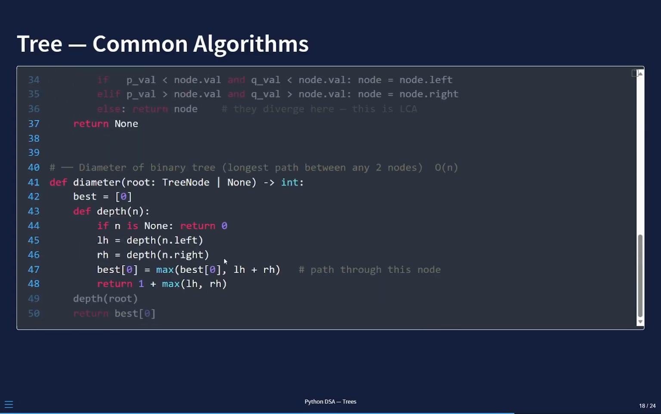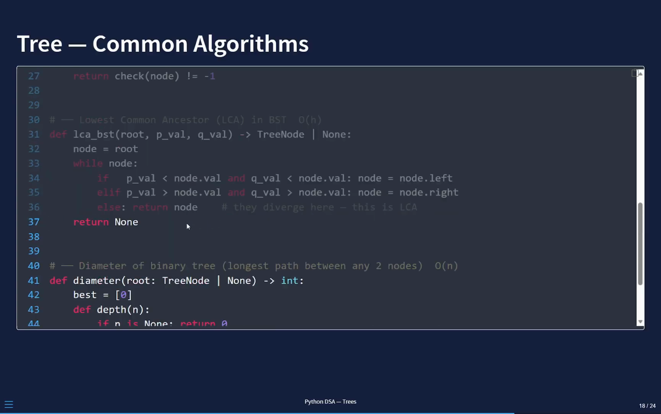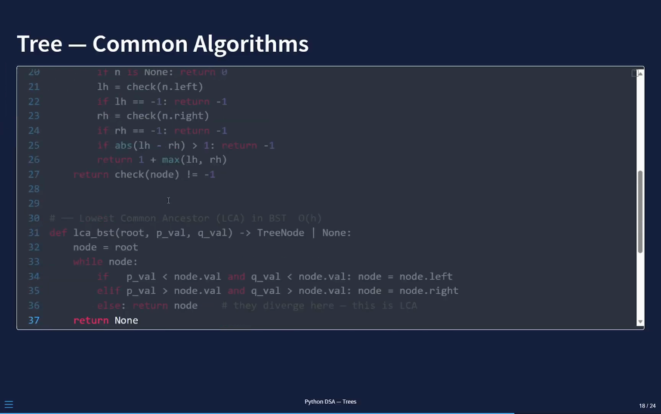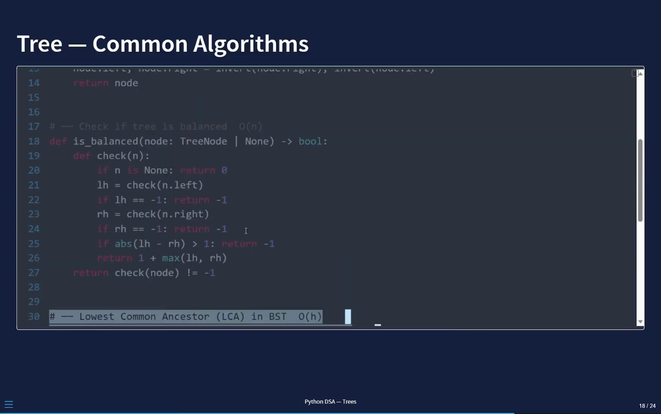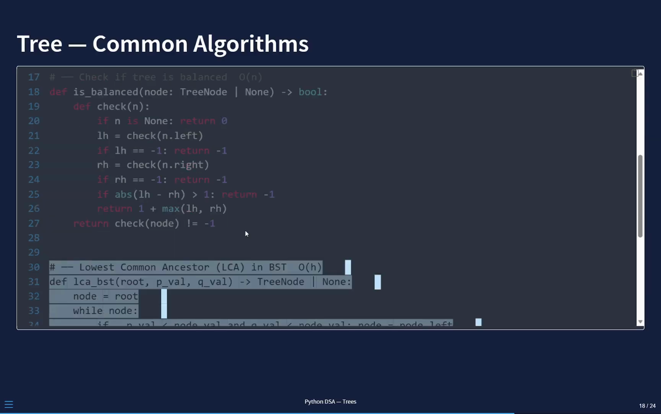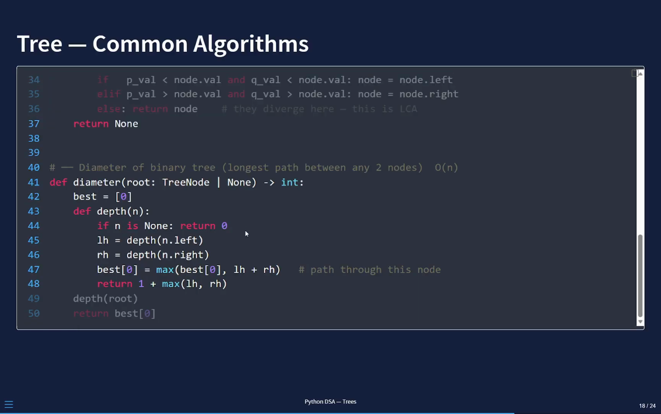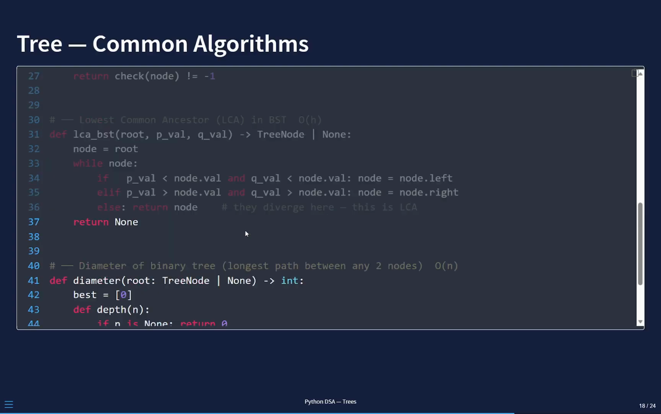Lowest common ancestor in a BST. The LCA of 2 nodes is the deepest node that is an ancestor of both. In a BST, the answer uses the BST property directly. If both target values are less than the current node, the LCA must be in the left subtree. If both are greater, it's in the right subtree. The moment they diverge, one is less and one is greater, or one equals the current node, this is the LCA. O(h), no recursion needed.